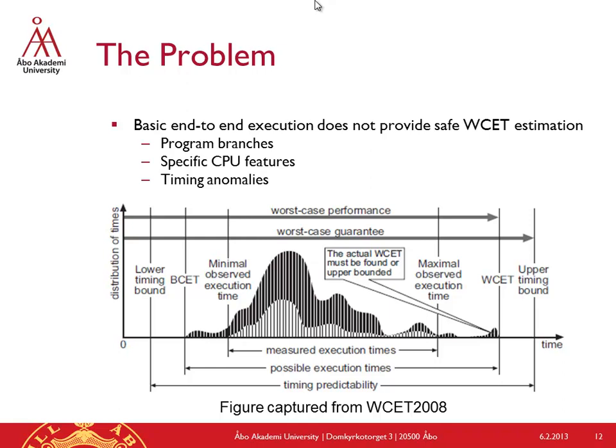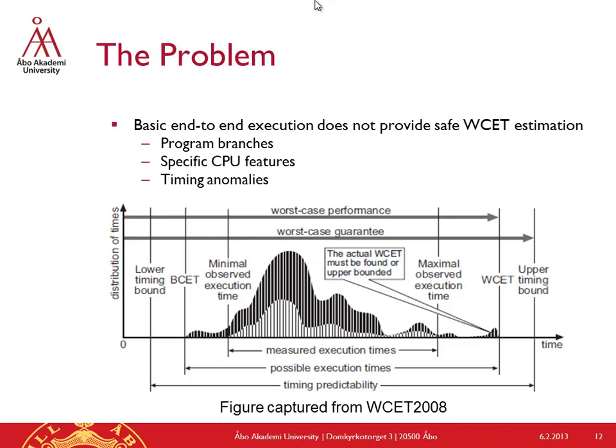And some timing anomalies. What is it? You probably already know. Your system is a real-time system. Your system is composed of several tasks, and these tasks might have some shared resources, and who knows how long these resources will be blocked by other tasks. So this is also a problem. And it also depends on the schedule, of course. So there might be some sort of timing anomalies which you cannot take into account by this basic end-to-end execution.